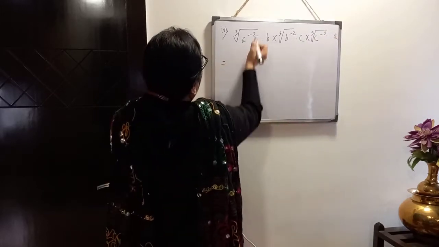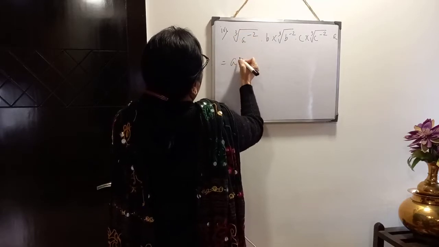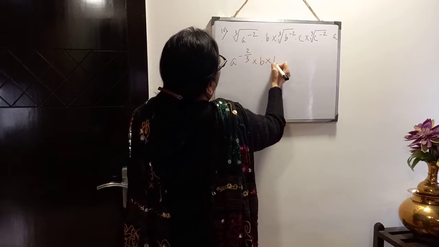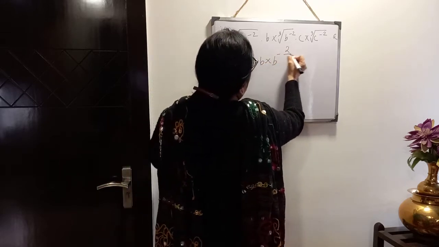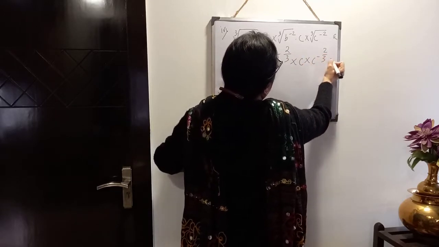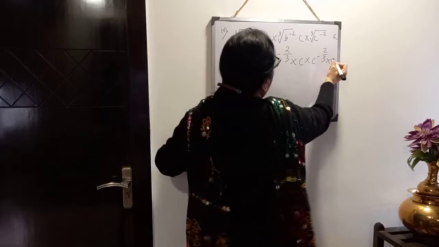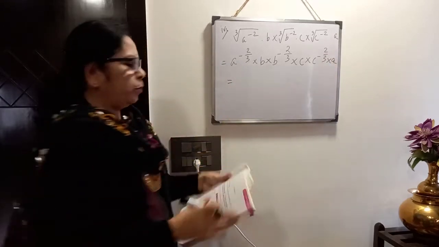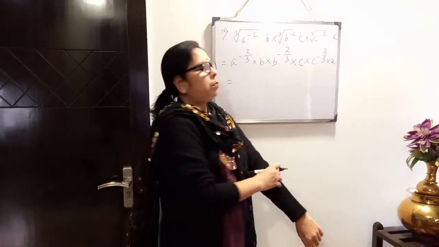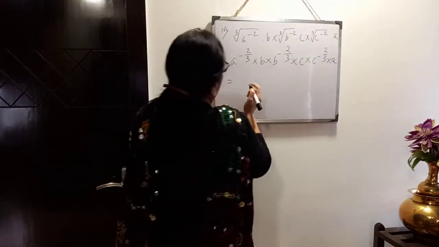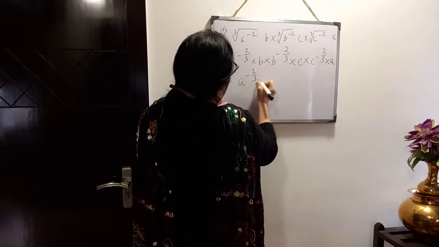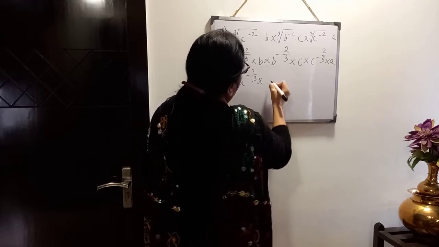Now first what we will do? We will remove the root. So it will become a to the power minus 2 by 3 into b to the power same way minus 2 by 3 into c to the power minus 2 by 3 into a. Clear? Now we know same base, then in case of multiplication we can add the powers. So here first we will write a related terms together, a to the power minus 2 by 3 into a.